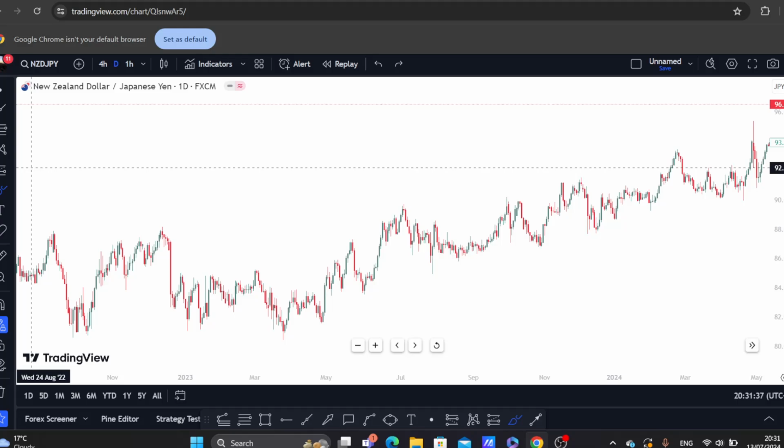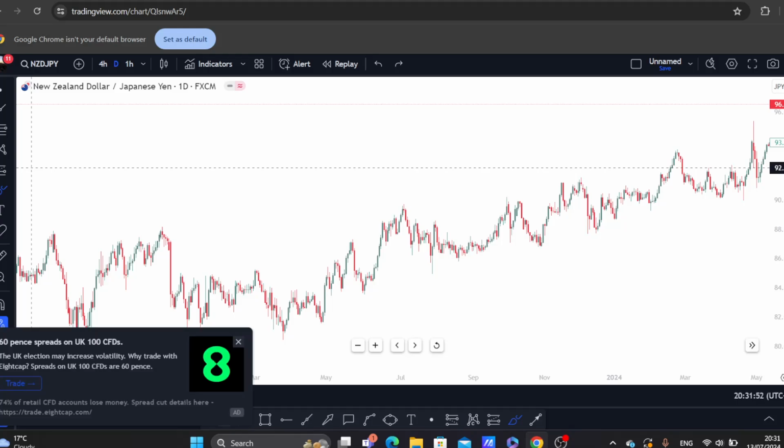But before we start, just a quick disclaimer that this is my opinion and this is how I understand the market. This is not trading advice. Please do your due diligence before taking any trades. Okay, that's out of the way.